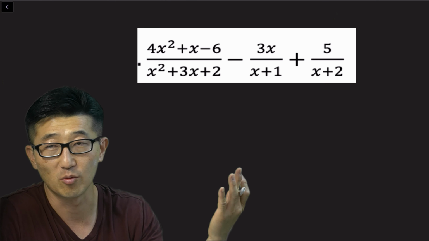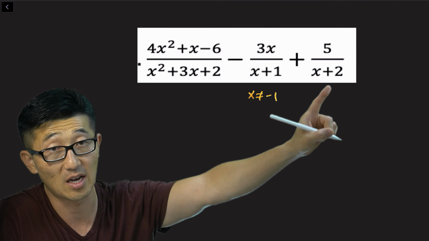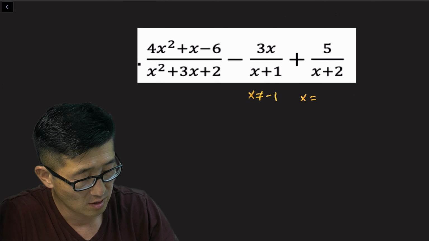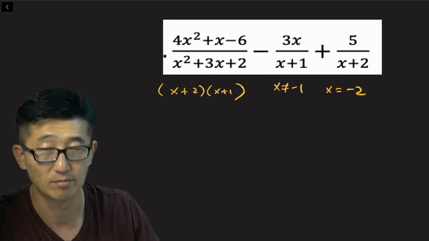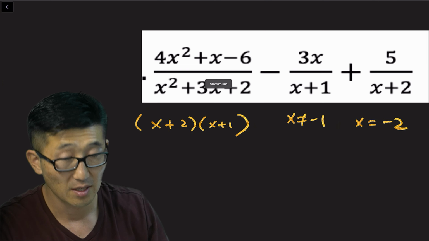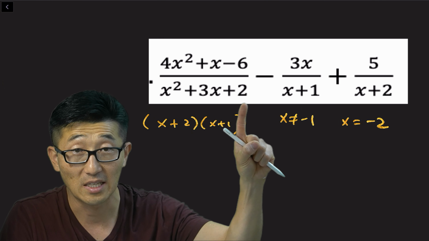All right, so excluded value for this one, x cannot equal -1. That one, x cannot equal -2. What about this one? Again, just factor it out. This will become x plus 2, x plus 1. How do I do that? You go to the last number 2, and you ask, what are the numbers that multiply into 2? 2 and 1. 2 and 1 adds up to 3. There it is. Magic.